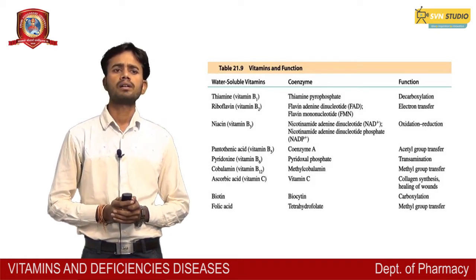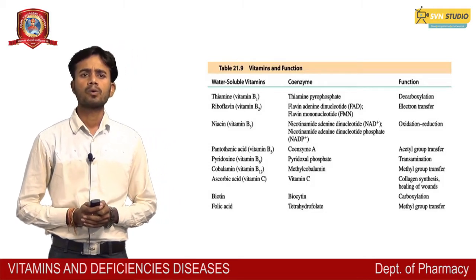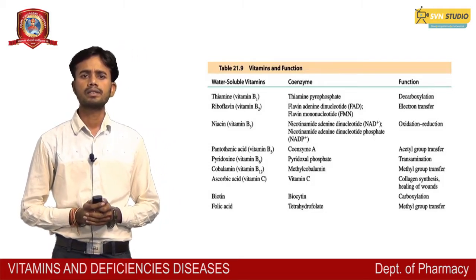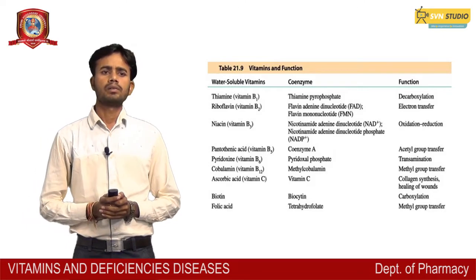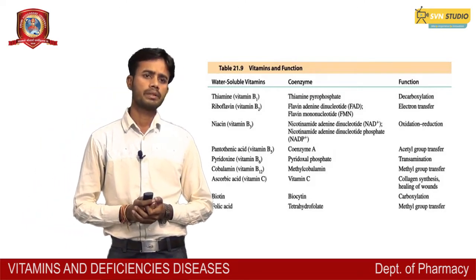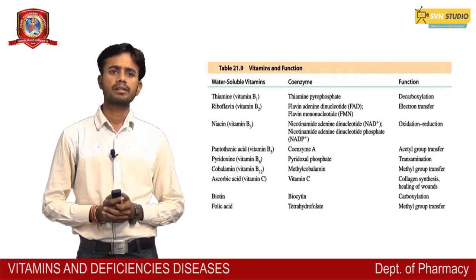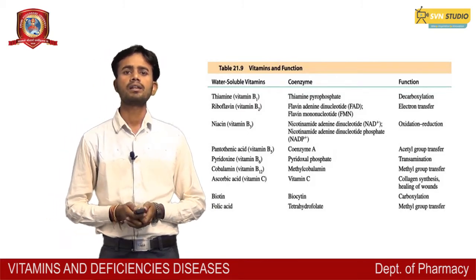Next, biotin, also called vitamin B7, coenzyme biocytin, and function is carboxylation. Next, folic acid, also called vitamin B9, coenzyme tetrahydrofolate, function methyl group transfer.